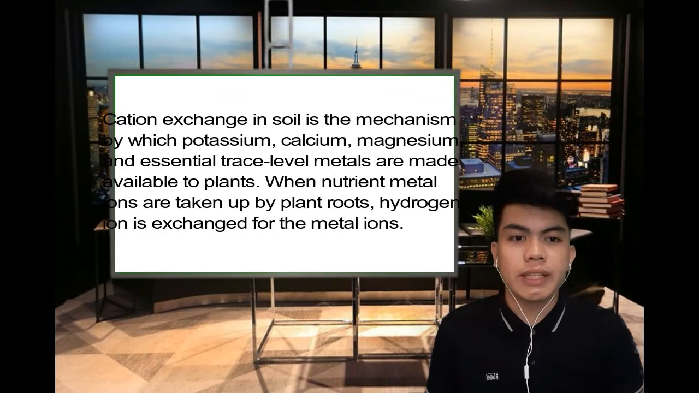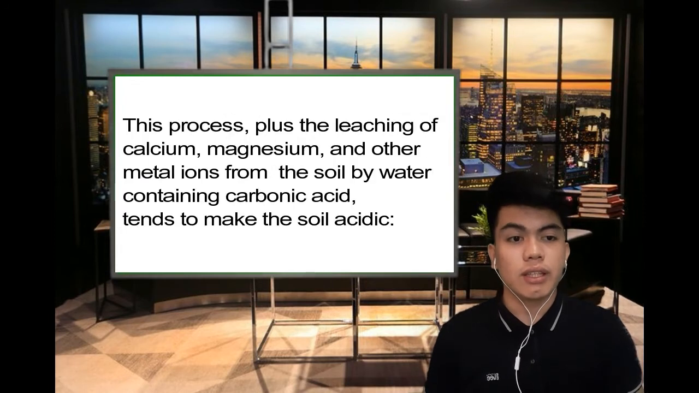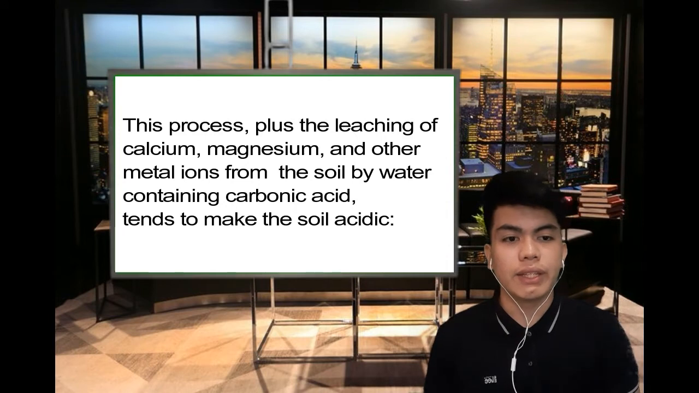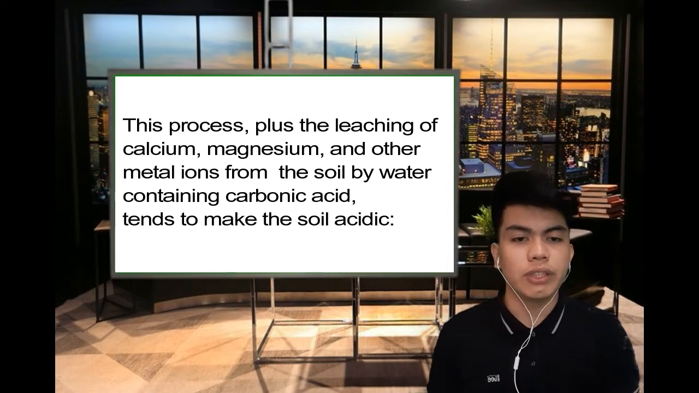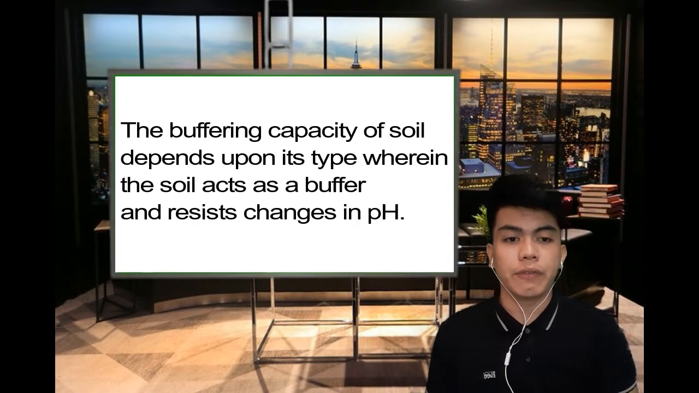So cation exchange in soil is the mechanism by which potassium, calcium, magnesium, and essential trace level metals are made available to plants. When nutrient metal ions are taken up by plant roots, hydrogen ion is exchanged for the metal ions. This process, plus the leaching of calcium, magnesium, and other metal ions from the soil by water containing carbonic acid, tends to make the soil acidic. The buffering capacity of soil depends upon its type, wherein the soil acts as a buffer and resists changes in pH.